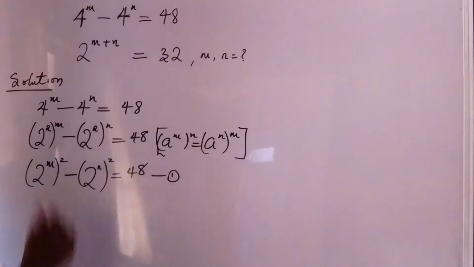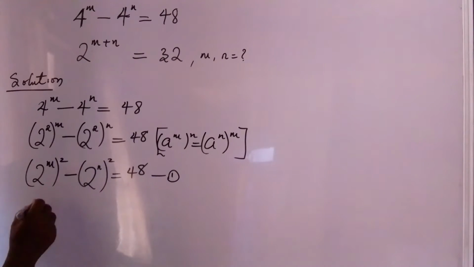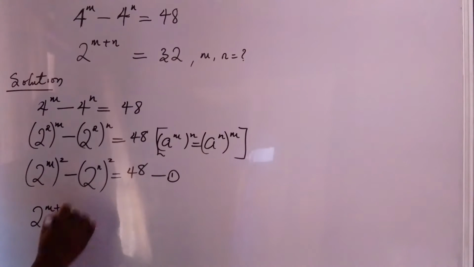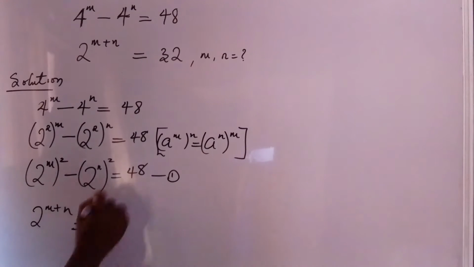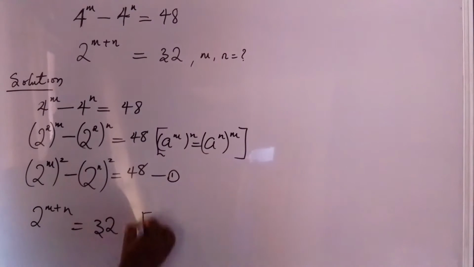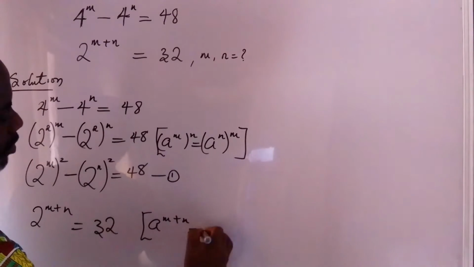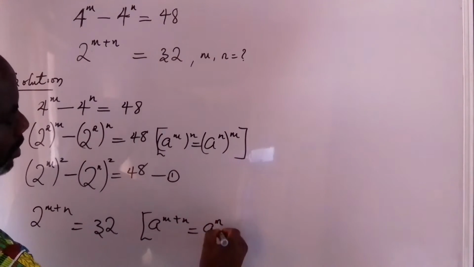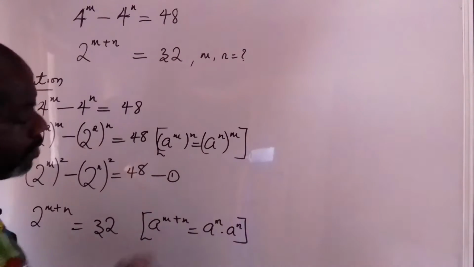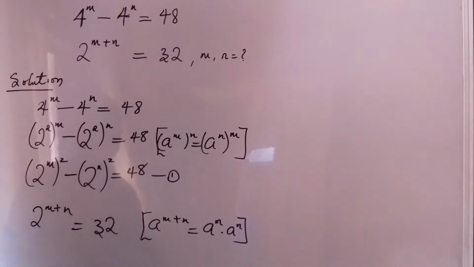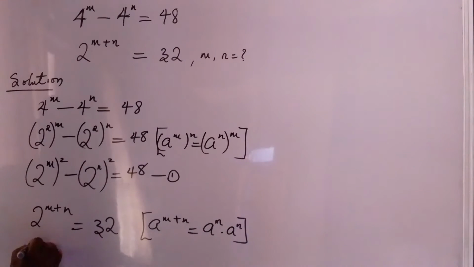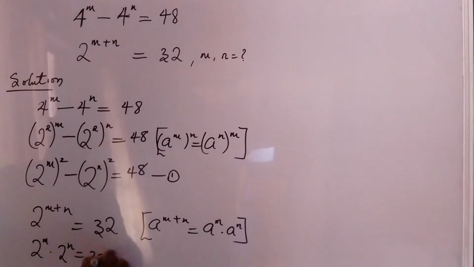Then I move over to 2 to the power of m plus n equal to 32. So what I'm going to do is to rewrite this by applying this law that a to the power of m plus n is going to give me a to the power of m multiplied by a to the power of n. So I simply apply this law to the left hand side, and so this becomes 2 to the power of m multiplied by 2 to the power of n equal to 32. So I'm going to call this equation 2.